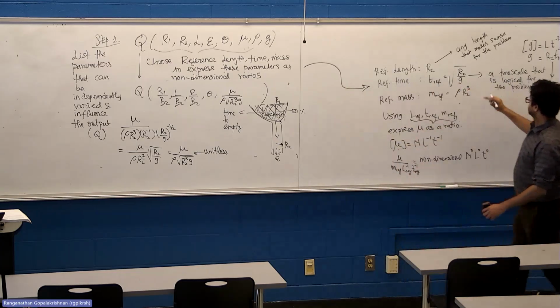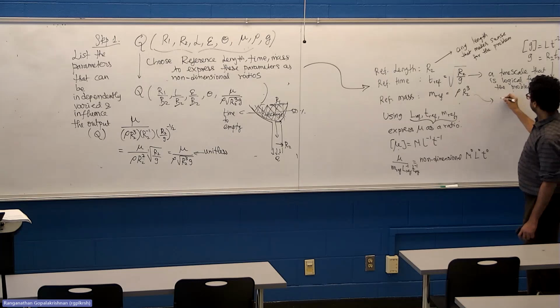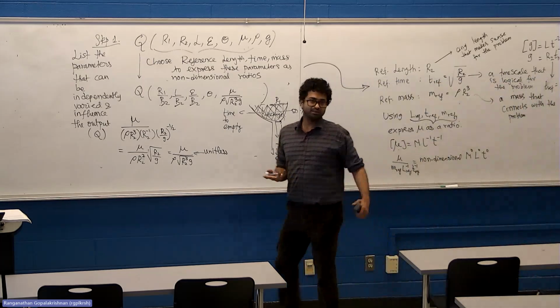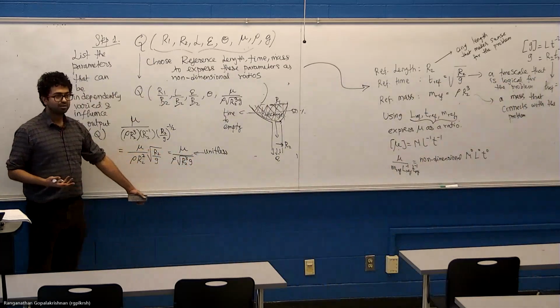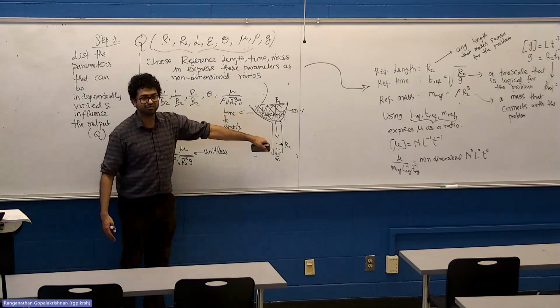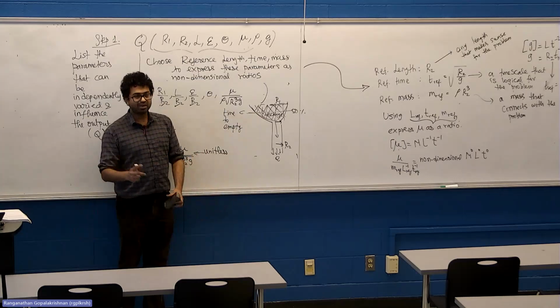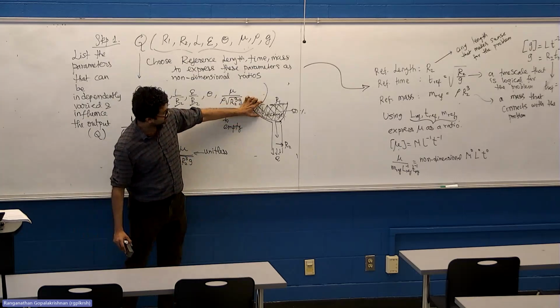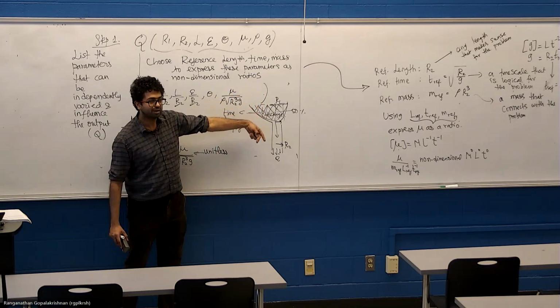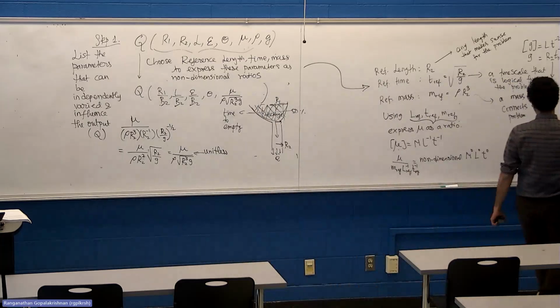We got a reference length, and then for reference mass, a mass that connects with the problem. So what mass is relevant here? Should we worry about the mass of the funnel? Is it any relevant to the flow? Is the mass of the funnel any relevant? No. The only thing that drives the flow is how much mass of fluid that you have here. More mass means more flow or higher flow. Right?